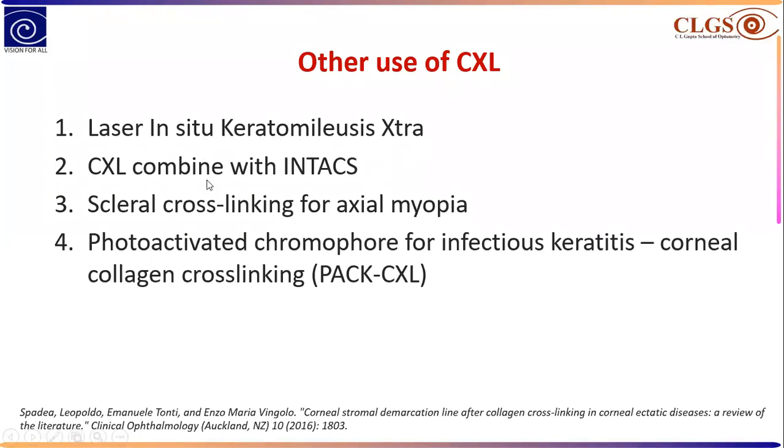Then I already have discussed Intacs, intrastromal corneal ring segments, and most of the time it is done with C3R. There are studies going on scleral cross-linking to restrict axial myopia. We see that in progressive myopia, the sclera becomes thin or weak. So to strengthen the sclera, this technique also can be used.